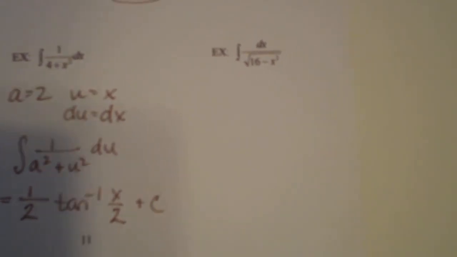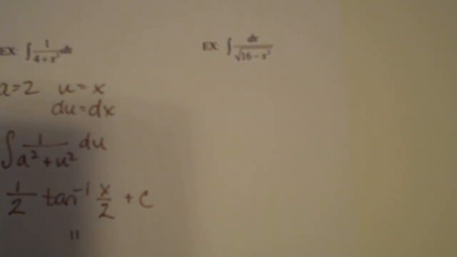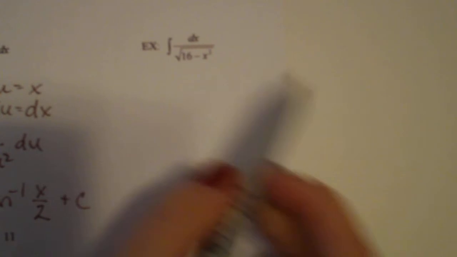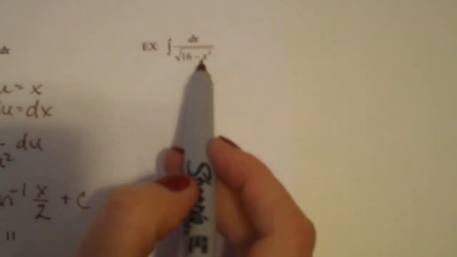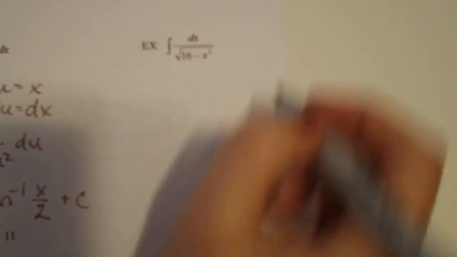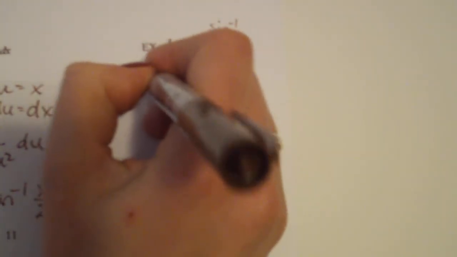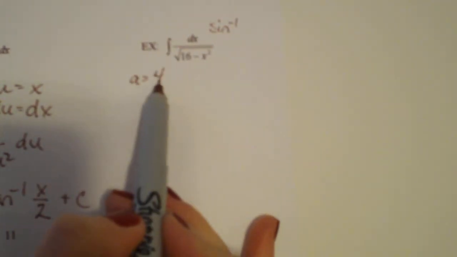If I look at this one, I've got what looks like a constant squared minus a variable squared. It's looking like inverse sine. So that's kind of my thinking. I think that's what I have. In this case, I'm going to let a equal 4 because that's the constant that's getting squared to get me the 16.